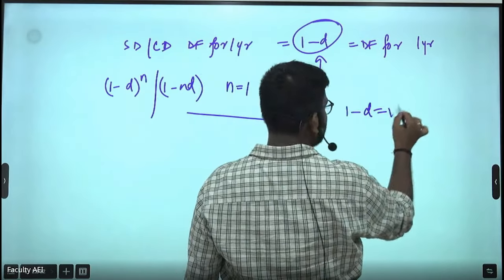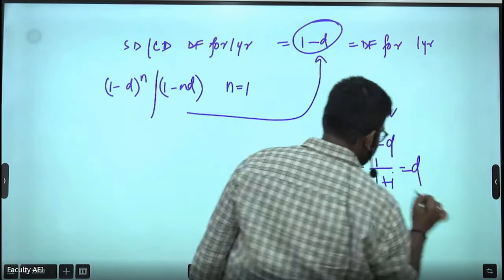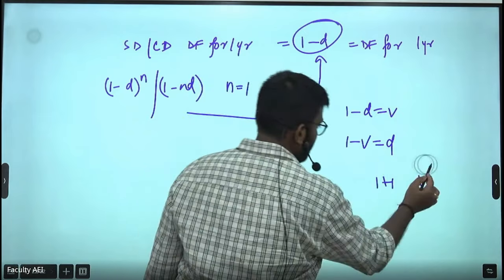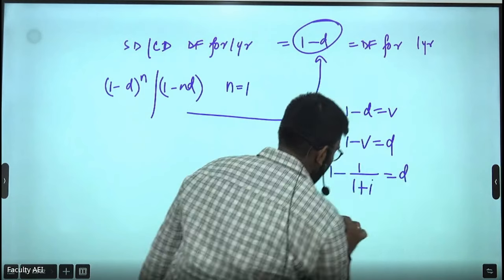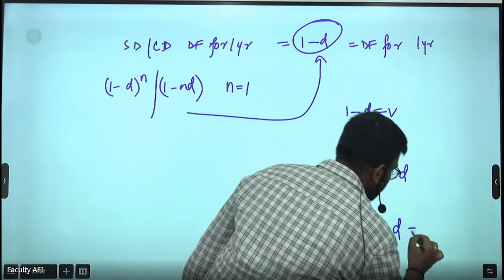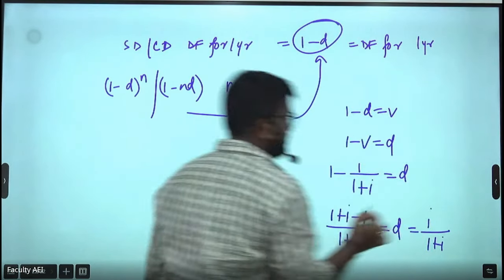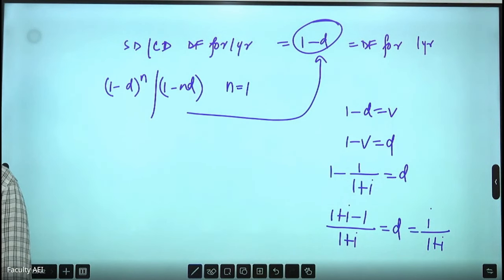So 1 minus d is v. 1 minus v is d. 1 minus 1 by 1 plus i is d. So 1 plus i minus 1 by 1 plus i is d. d is i by 1 plus i. 1 minus nd is for simple discount, yes. And 1 minus d to the power n is for compound discount.